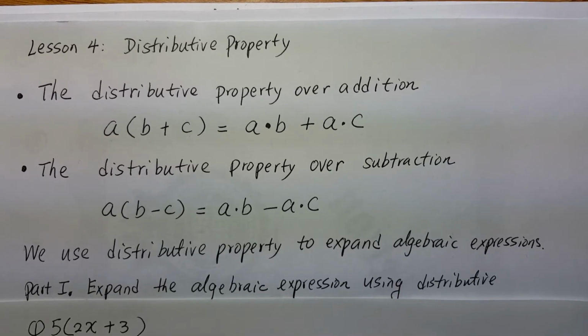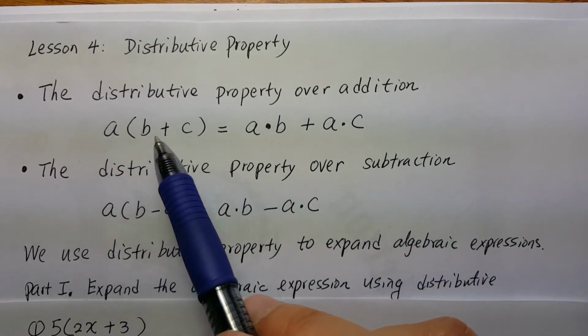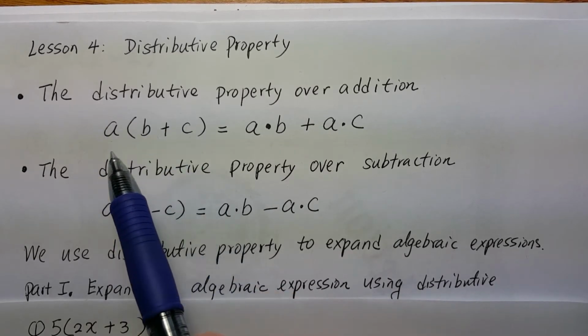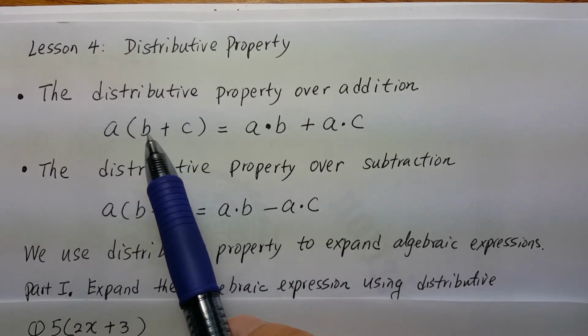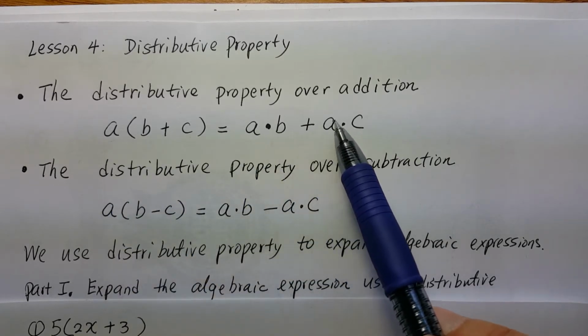Today we're going to begin with lesson number 4, distributive property. The distributive property over addition. So it's A times (B plus C). Basically you use A to multiply each term, and in the middle is addition. Therefore A times B, and then plus A times C. So we write it A times B plus A times C.